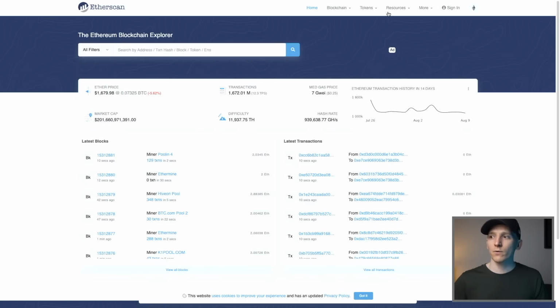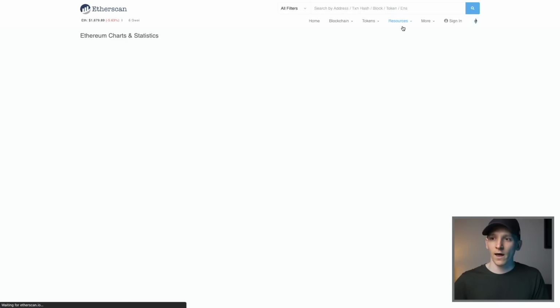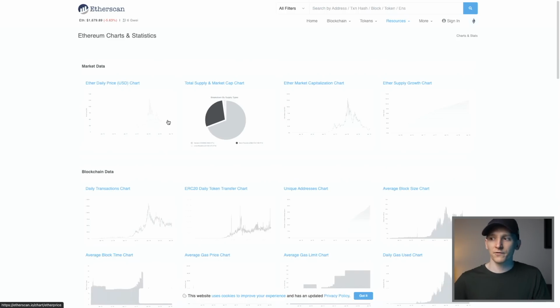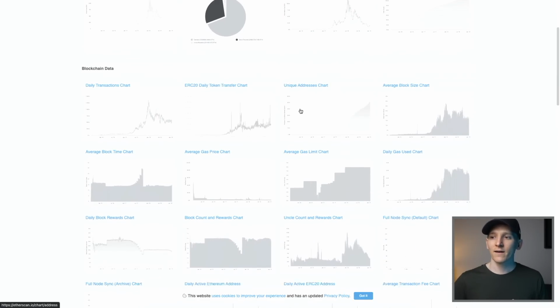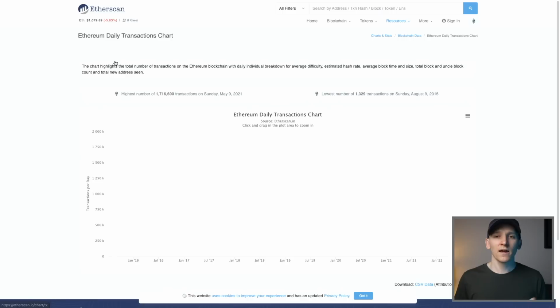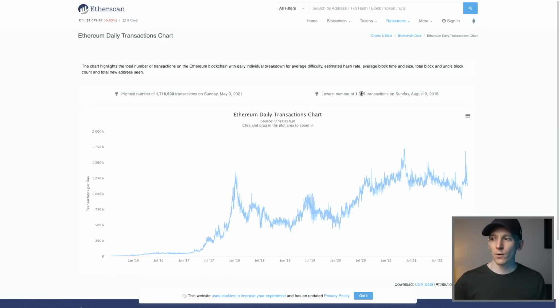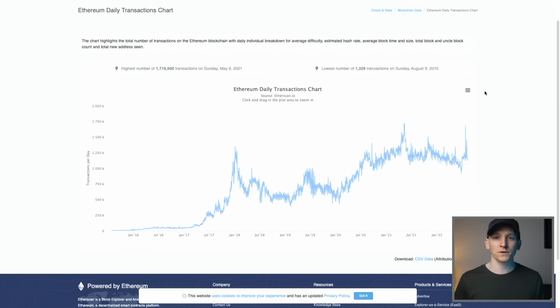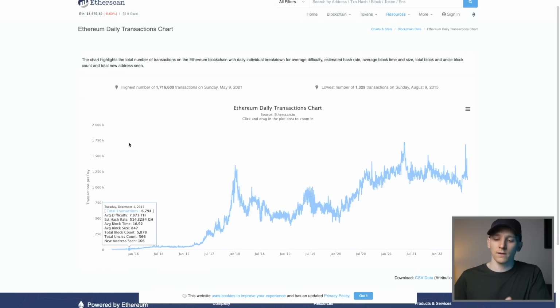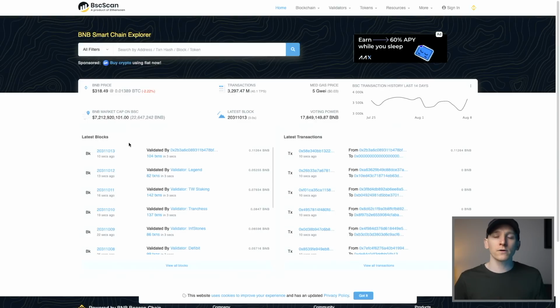And what we want to do as well is go over to resources, charts and stats. Now for Ethereum, you can see all of the different charts. What I want to look at is something like daily transactions. That's really important. If transactions are going up, I'm happy because that means the blockchain is growing, and you can see definitely over the long term the direction is really clear to the upside, so that's great for me. But other chains have them as well.